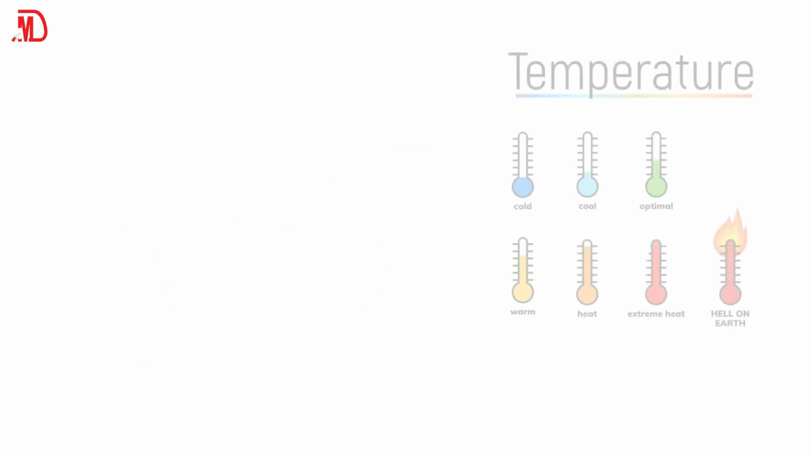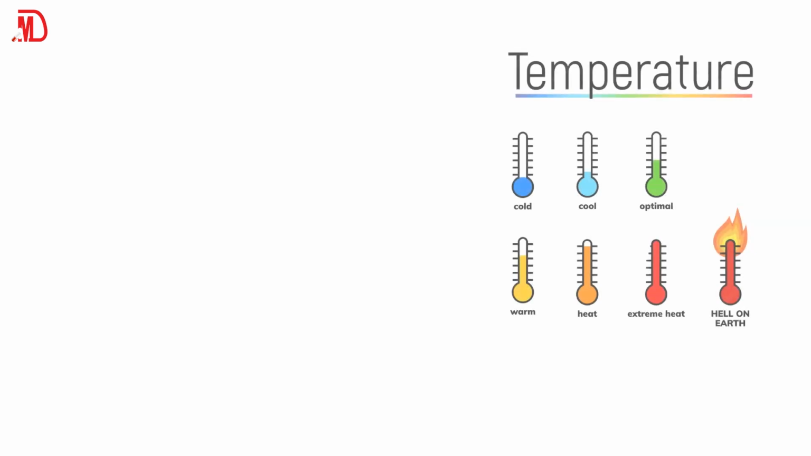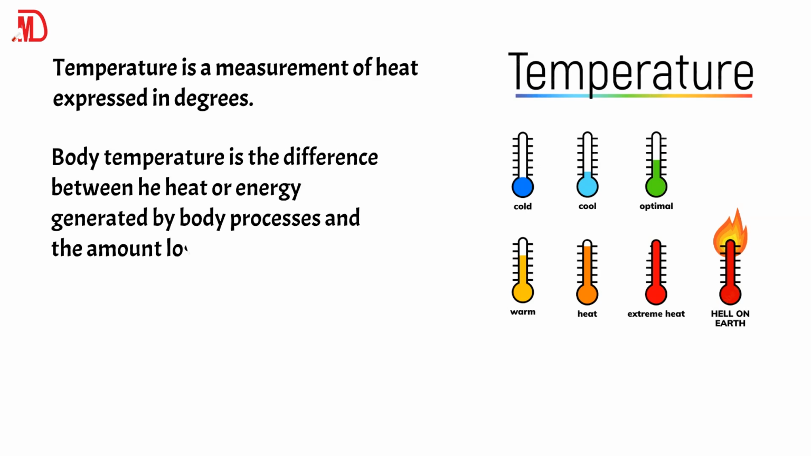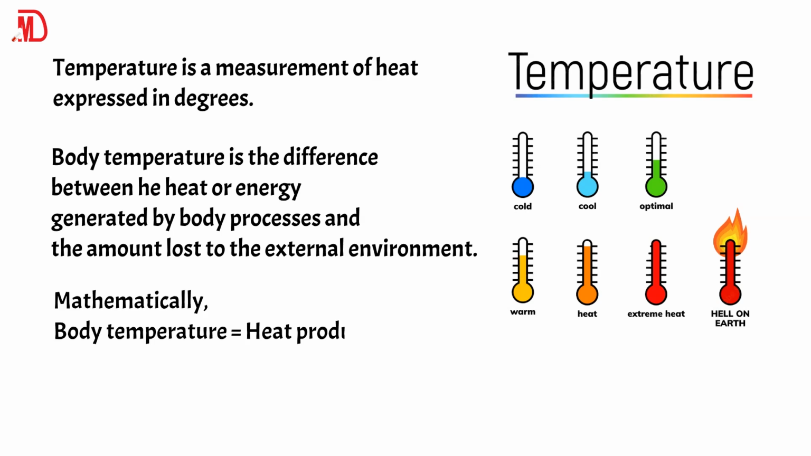Now let's move to each and every vital. Let's start off with temperature. Temperature is a measurement of heat expressed in degrees. Body temperature is the difference between the heat or energy generated by the body processes and the amount of heat lost to the external environment. Mathematically, body temperature is equal to the heat produced minus the heat lost.